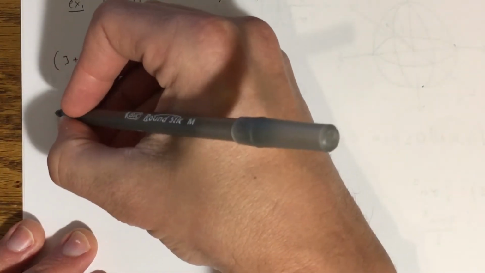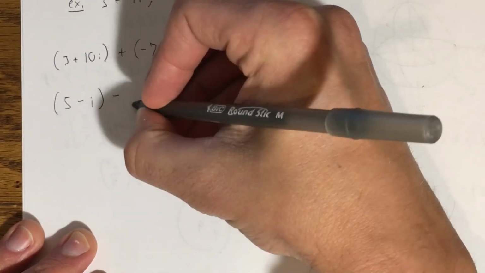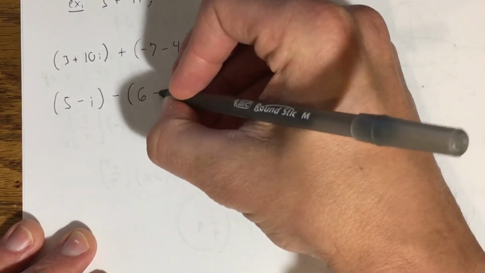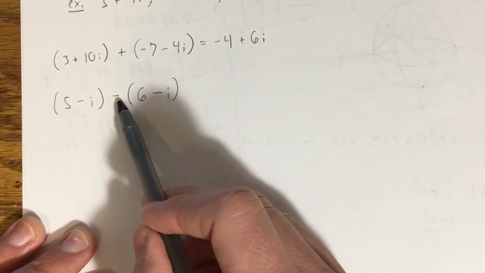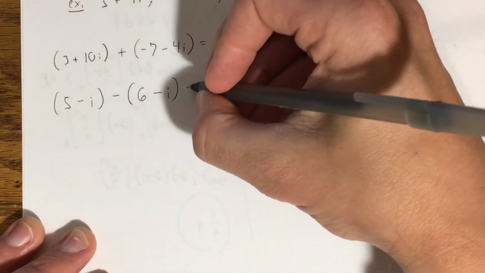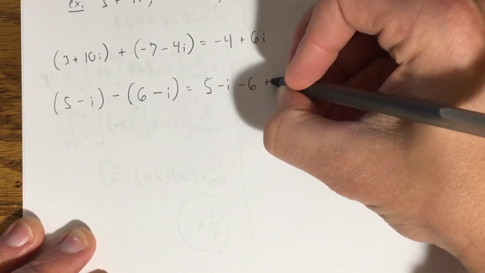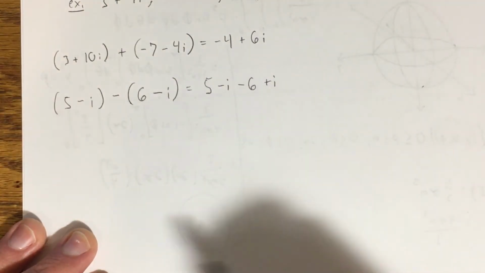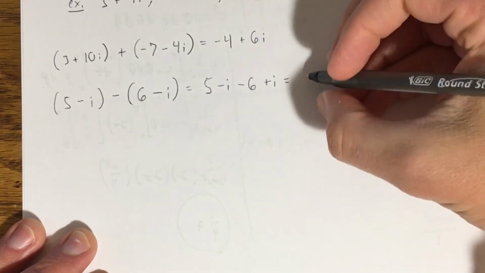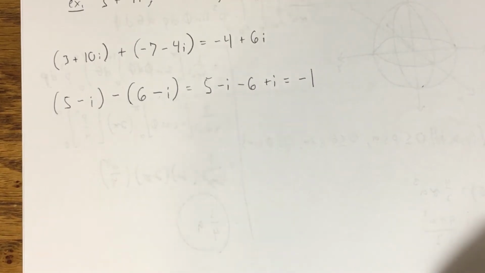So if I wanted to do, let's say, 5 minus i minus 6 minus i. Well, in this case, what I would do, just like I do in algebra, I would distribute the minus into the second set of parentheses. 5 minus i minus 6 plus i. Notice that the negative i and the positive i end up canceling out. 5 and -6 combine to make a -1. And in this case, the i appears to just go away. But again, remember, this is still a complex number.